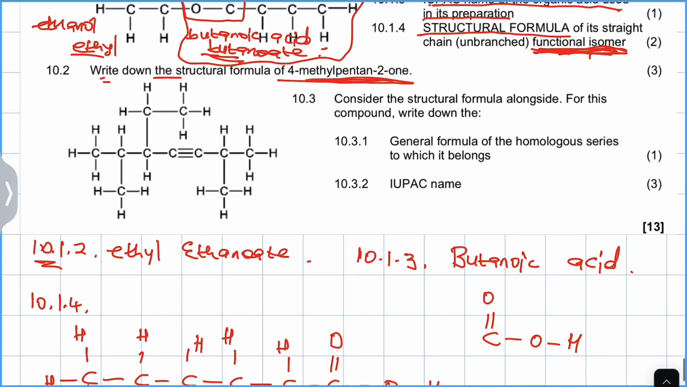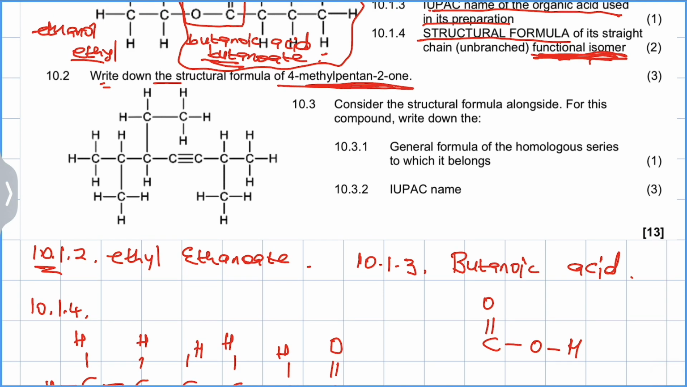Then the next question, consider the structural formula alongside. And then for this compound, write down the general formula of the homologous series to which it belongs. And we can see the triple bond there, that this thing is coming from alkynes. So what is the general formula for alkyne? That would be CnH2n-2. Okay, and then in the next question, which is the last one, they want us to give the IUPAC name.